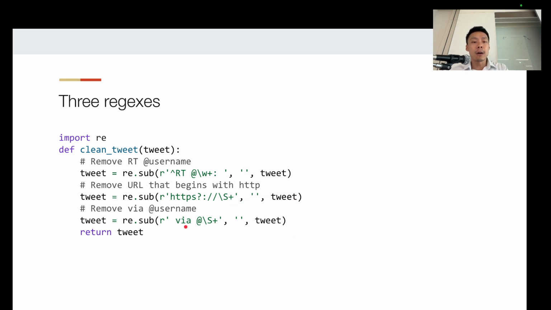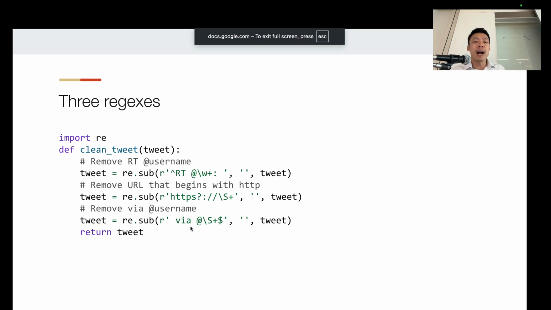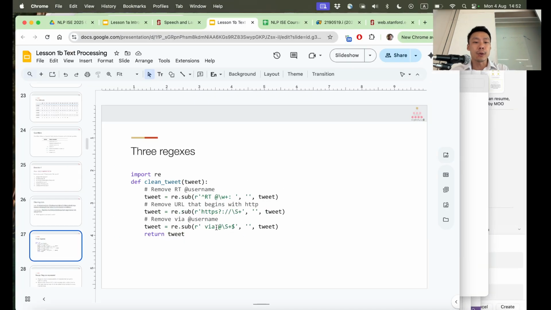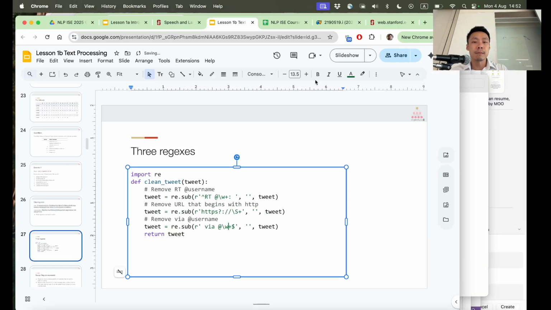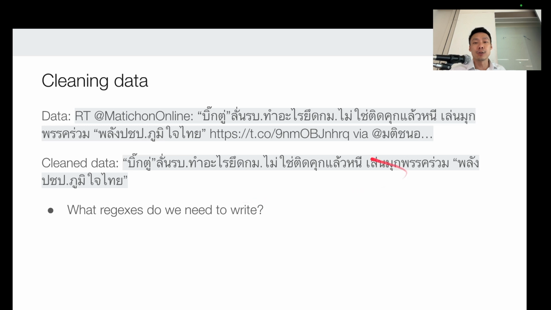And for the last one, I should put the $ sign here too. So for via, I think \W would be better too. So some word characters, at least 1, and it should be at the end of the string, because the via usually shows up at the end, right?